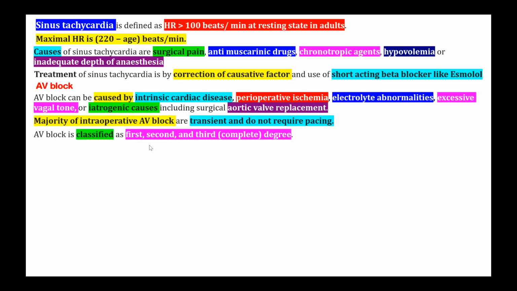But AV block is classified, as you all know, into first, second, and third degree. The first degree is considered as very innocuous, does not require any treatment. It just shows a constant prolongation of the PR interval. What is the normal PR interval value?